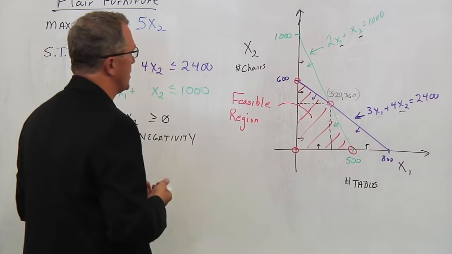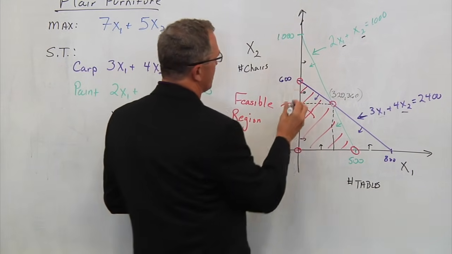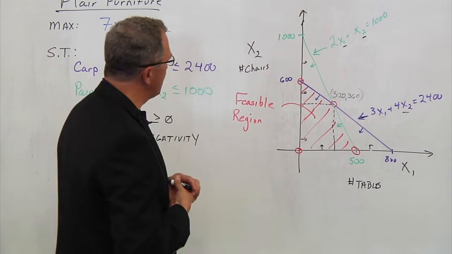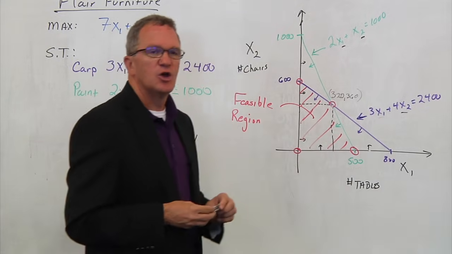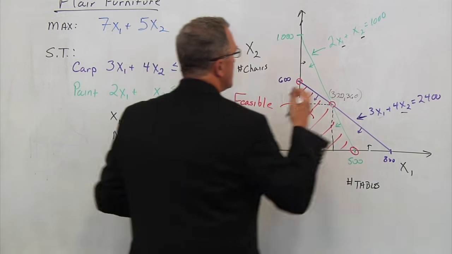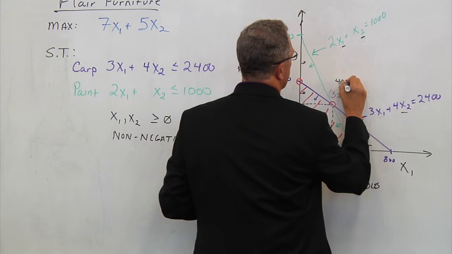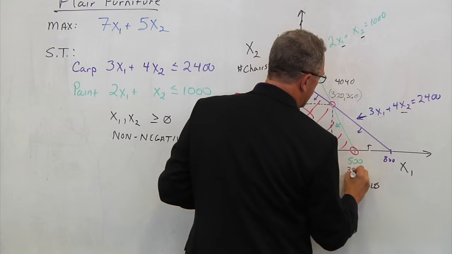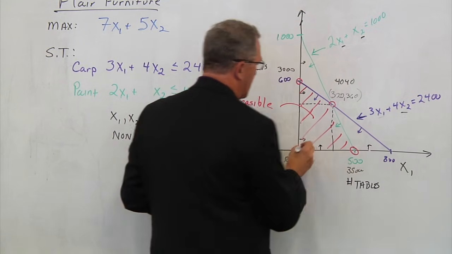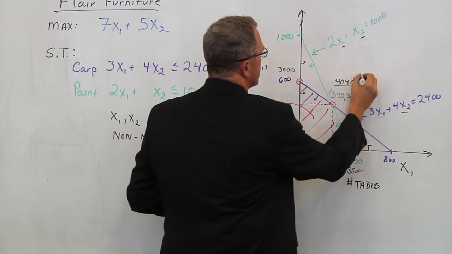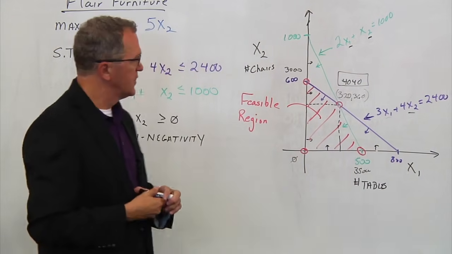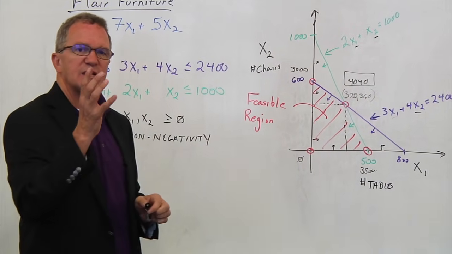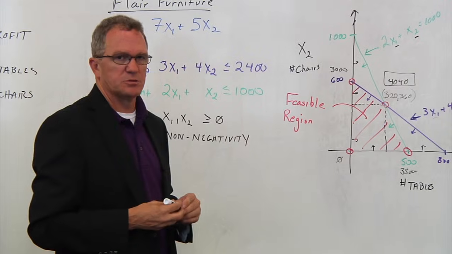In our Flair Furniture process, we went through and found out we had our 4 corner points. We solved for them, and we found out that at 320, 360, we made $4,040. So we made $4,040 here. We made $3,000 here. We made $3,500 here, and of course we made $0 here. This was the optimal solution. There was only one combination in our feasible region that met that. That is a unique optimal solution.